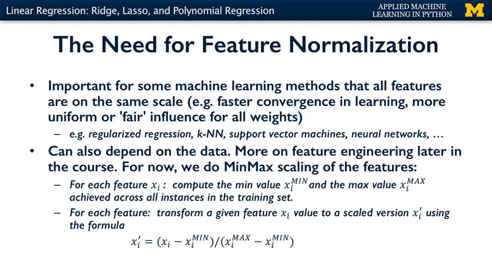For now, we're going to apply a widely used form of feature normalization called min-max scaling that will transform all the input variables so they're all in the same scale between 0 and 1. To do this, we compute the minimum and maximum values for each feature on the training data, and then apply the min-max transformation for each feature as shown here.